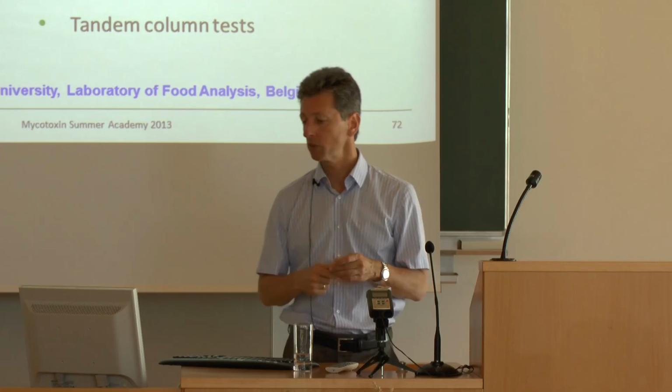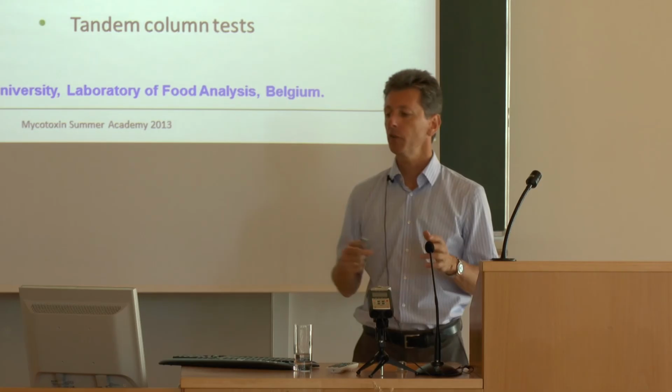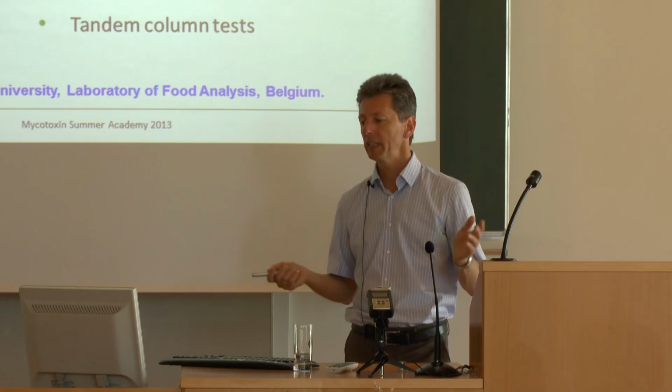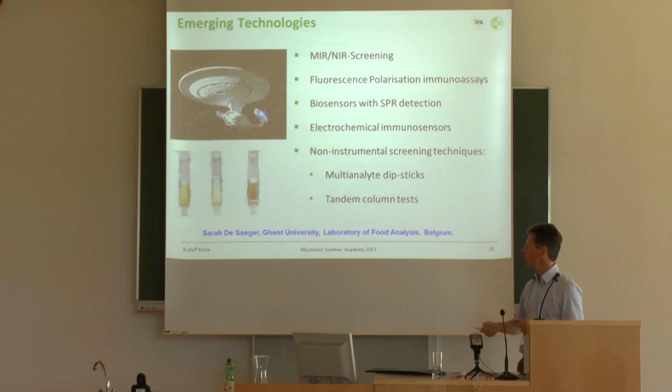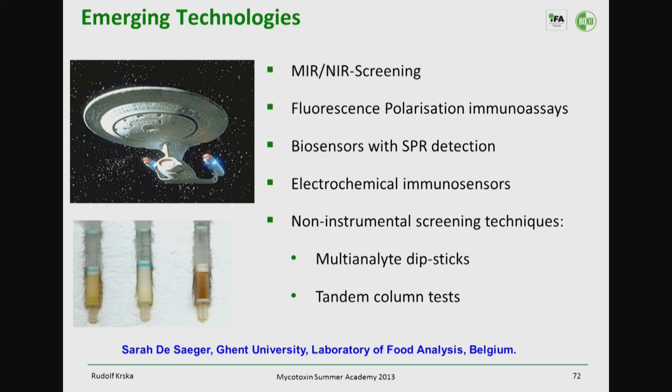And last but not least, there are so-called emerging technologies like mid and near infrared screening, fluorescence polarization, biosensors with surface plasmon resonance, so SPR standing for surface plasmon resonance, electrochemical immunoassays, non-instrumental screening techniques with columns, where for instance here we have a flow through column where you are able to trap your analyte of interest in a certain zone, then you put this whole thing into a photometer and can measure the mycotoxin right away. So a combination of solid phase extraction column with a detection device by putting the solid phase extraction column right into the photometer.